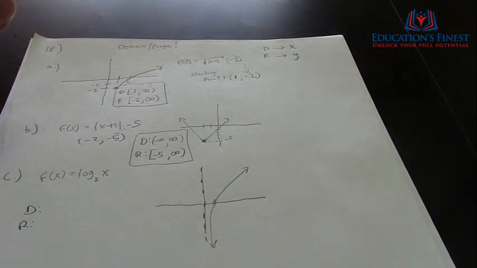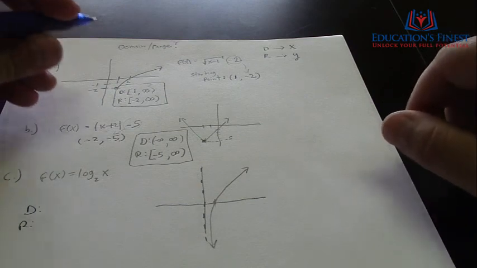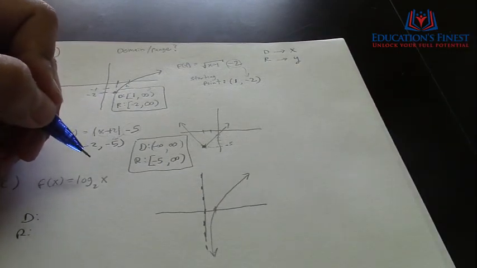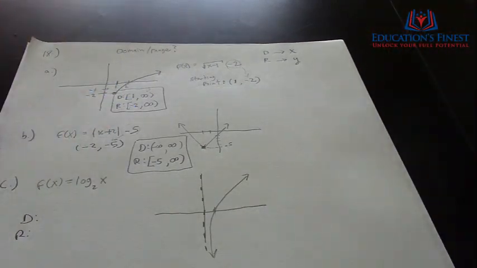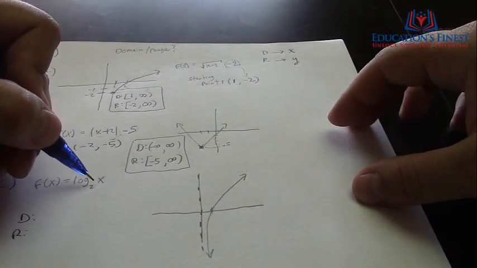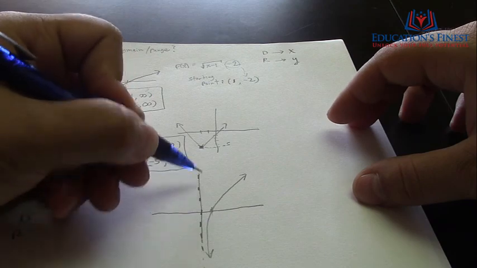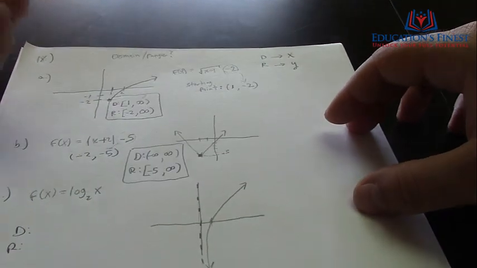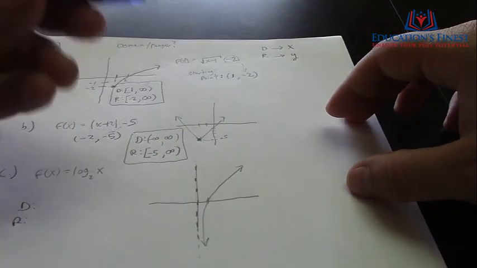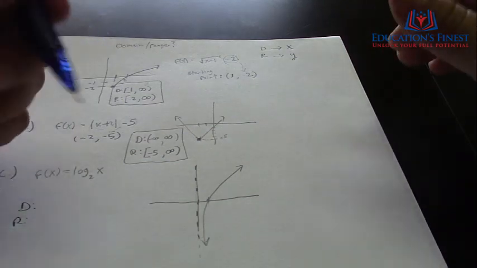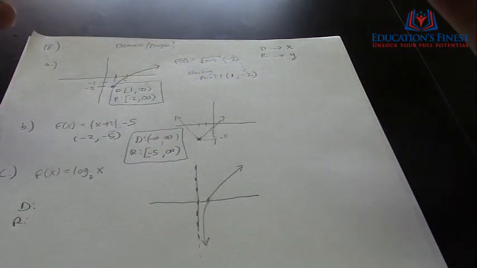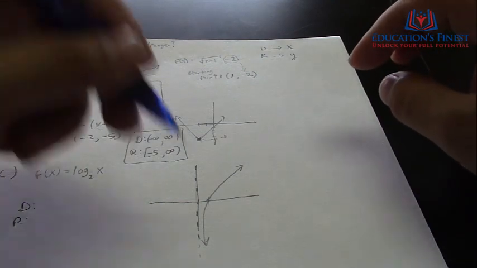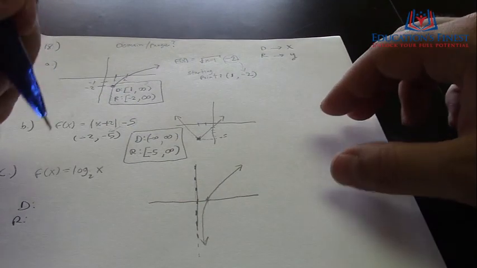So, that being said, log, again, you have to know what this guy looks like. This is just simply a log. So you're going to have your vertical asymptote at 0, and you're just going to graph it. In this case, there's nothing special about it. As long as you have the log graph memorized, you just plot it down. So again, have your graphs memorized. I can't stress that enough.